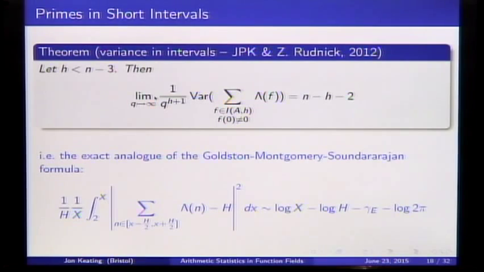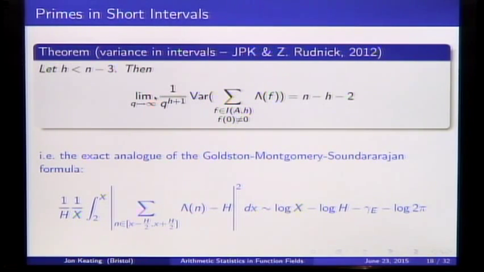Well, what I want to convince you is that there are interesting things to prove in this world, and they're the analogues of the questions I raised earlier about fluctuations in short intervals and arithmetic progressions. So something I proved with Zeev Rudnick a couple of years ago is that if you sum the von Mangoldt function over short intervals, so this, I remind you, is an interval centered at A, which contains q to the h plus 1 terms, not q to the n terms, h is less than n here, and look at the variance of that, and divide by the number of terms in the interval I, q to the h plus 1, there's a limit as q tends to infinity, and it's given by this expression here.